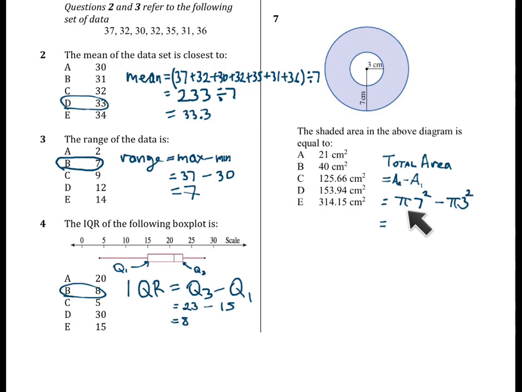Area of a circle is pi times the radius squared. So the radius of the large one is 7. And we're going to subtract pi times the radius squared of the small circle. And the radius of the small circle is 3. Put that in the calculator, and we get option C, 125.7. Okay?